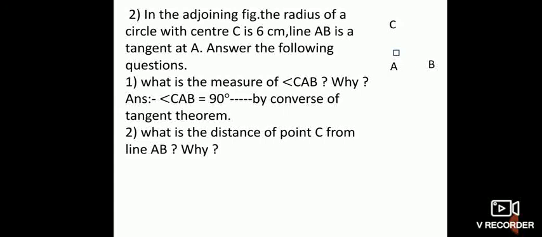Then we can see the next example. In the next example, we have given the figure. In the adjoining figure, the radius of a circle with center C is 6 cm. Line AB is a tangent at point A, and we are asked to answer the following questions.